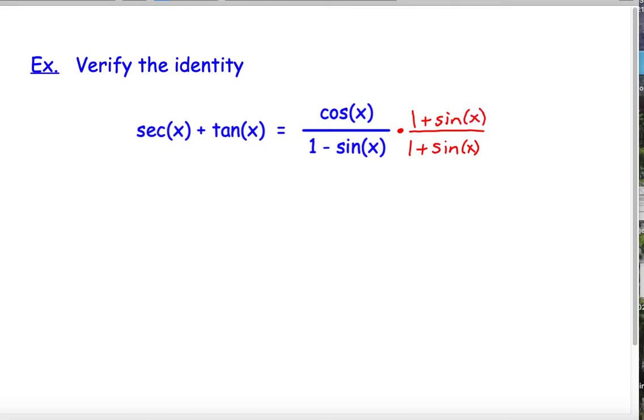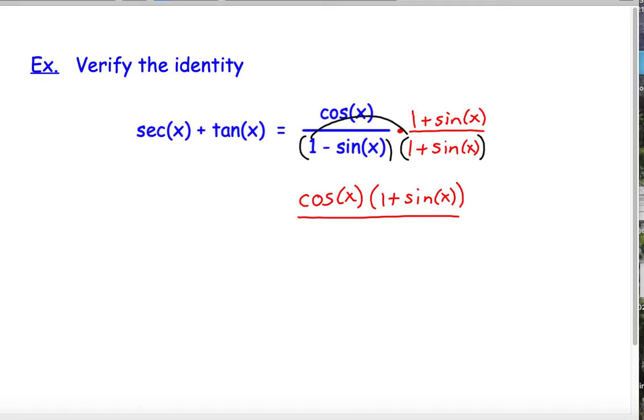Now, if I distribute in the numerator, well, actually, I think I'm going to leave it for now. Let me have cosine of x times 1 plus sine of x. In the denominator, when I multiply these, let me show you. It's kind of like saying 1 minus a times 1 plus a. And if you distribute, or FOIL, the 1 times the 1, the 1 times the sine, the negative sine times that, negative sine times that, you're going to wind up getting the difference of 2 squares. And so we're going to get 1 minus sine squared of x.